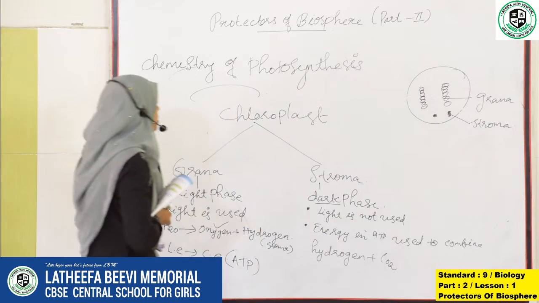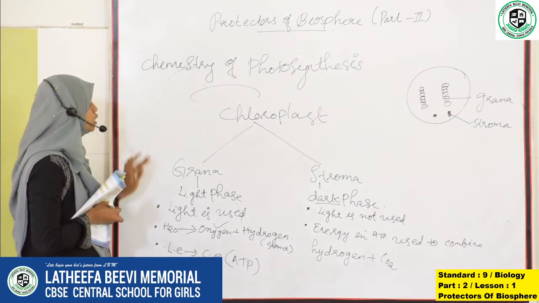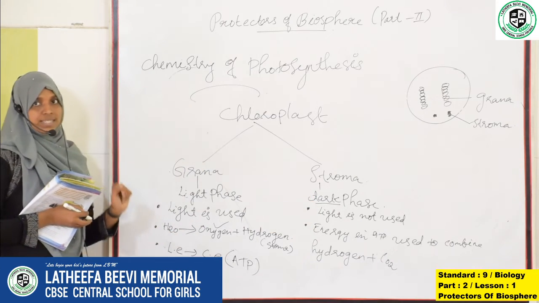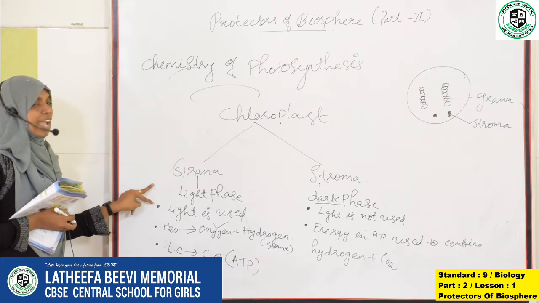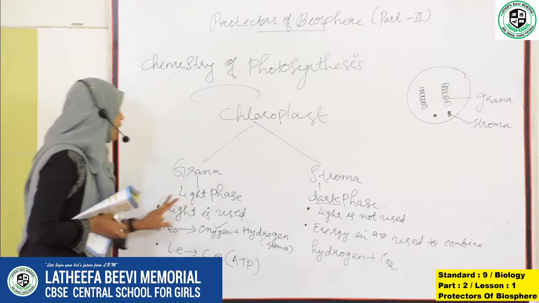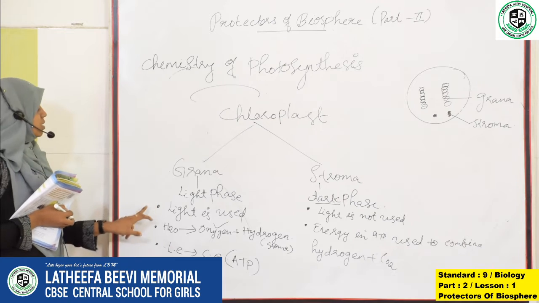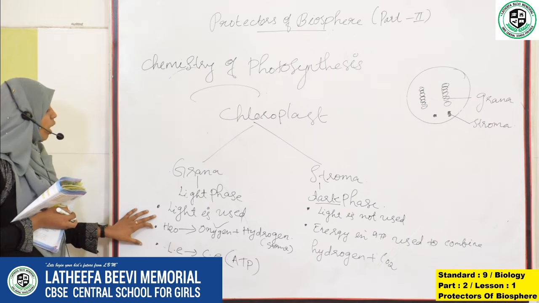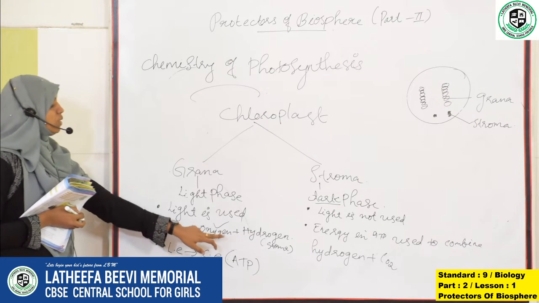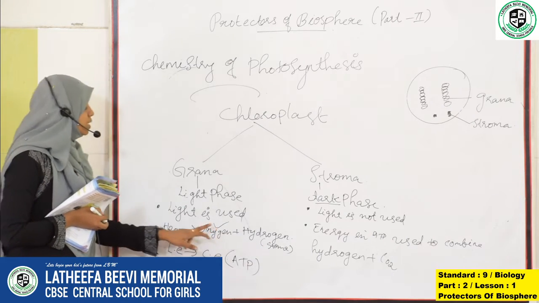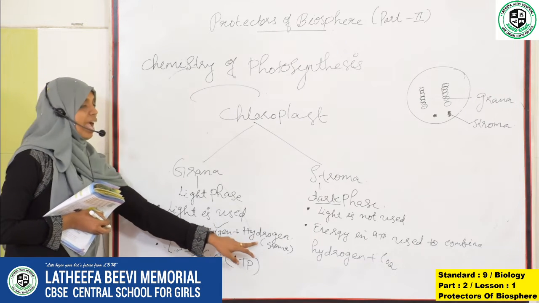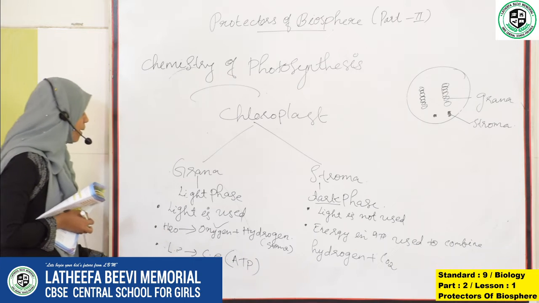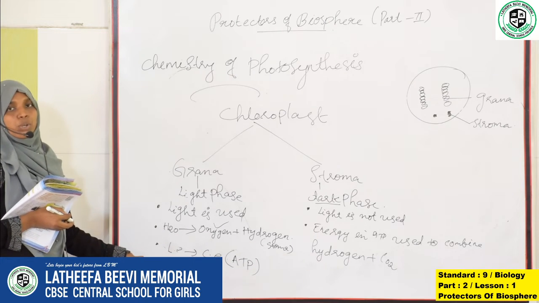So in photosynthesis there are two phases, light phase and dark phase. As the name suggests, light is used there and the water is converted into oxygen and hydrogen. Oxygen is released here and the hydrogen reaches the stroma, and the light energy is converted into chemical energy.